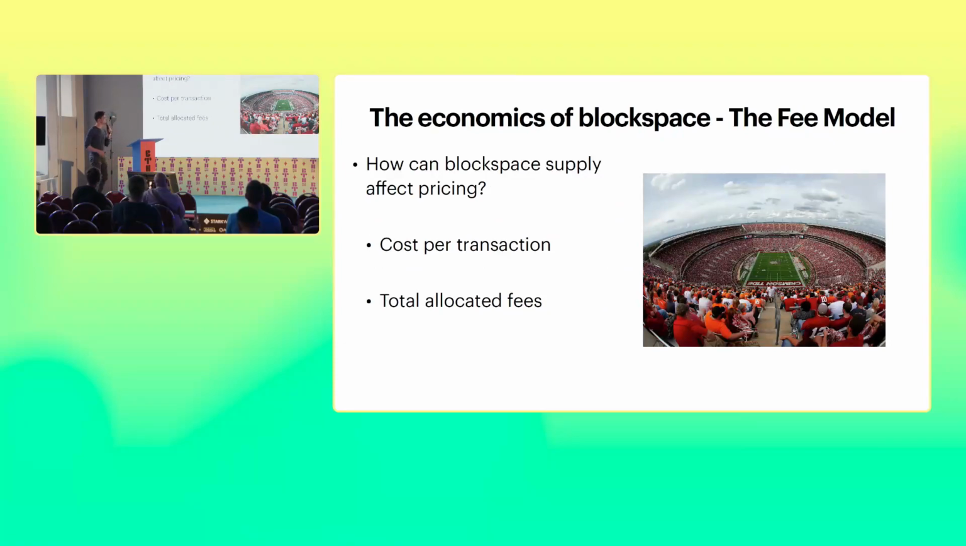So there's a few ways the supply and demand can affect pricing though. So for instance, if you see that there's a lot of transactions in a block, but the capacity has not been met, the cost per transaction will remain relatively the same before you reach that limit. And that leads to a higher amount of total allocation of fees for the validators or miners in that system.